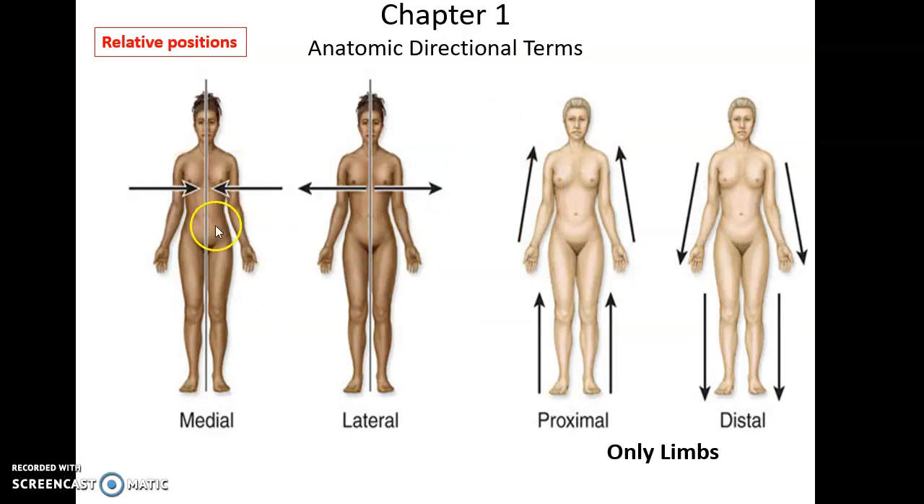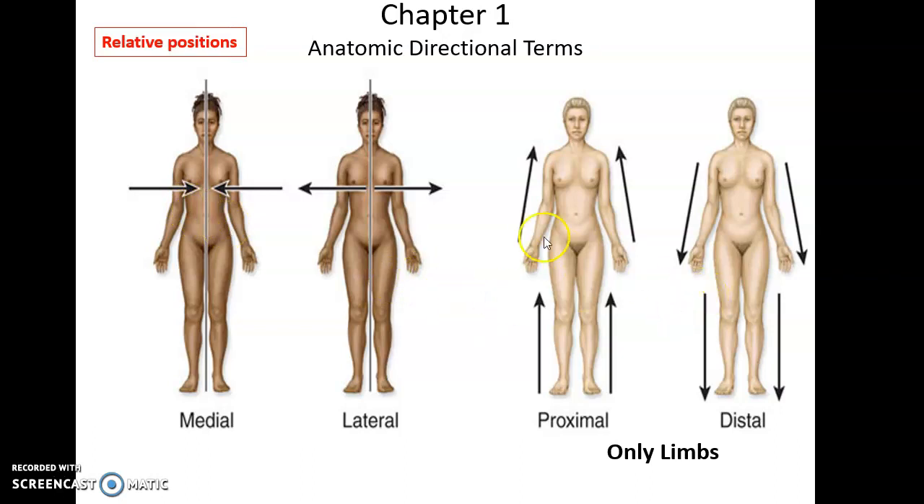Then we have medial and lateral. These are talking about position relative to the midline that cuts through the middle of the body. So medial means closer to the midline. Lateral means further away from the midline. So the elbow is lateral to the belly button. The elbow is further away from the midline than the belly button.